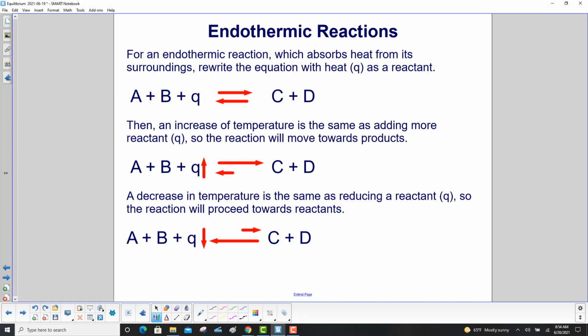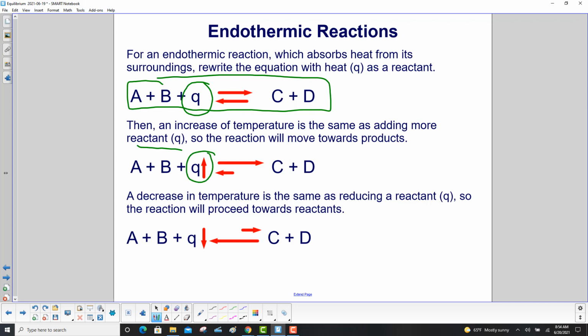Let's now look at an endothermic reaction. Heat is being absorbed from the surroundings. So we're going to write Q as a reactant. So here's our basic equation before we do anything to the heat. Now let's increase the temperature. That's the same as adding more reactant, Q. So this goes up, which means the reaction shifts towards the products, left to right, just like if we increased either the concentration of A or B reactant. If we decrease the temperature, that's the same as reducing a reactant, so the reaction will proceed this way towards the reactants.